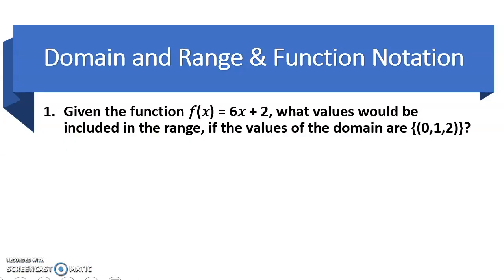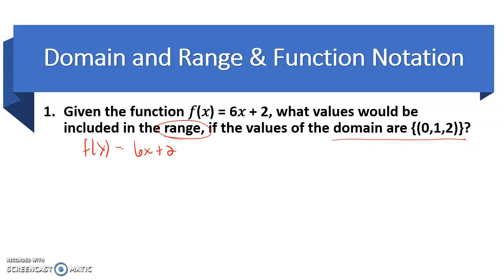Alright, so now we're going to look at some combination problems. It says, given the function f of x equals 6x plus 2, I'm just going to write that down. What values would be included in the range if the values of the domain are 0, 1, and 2?